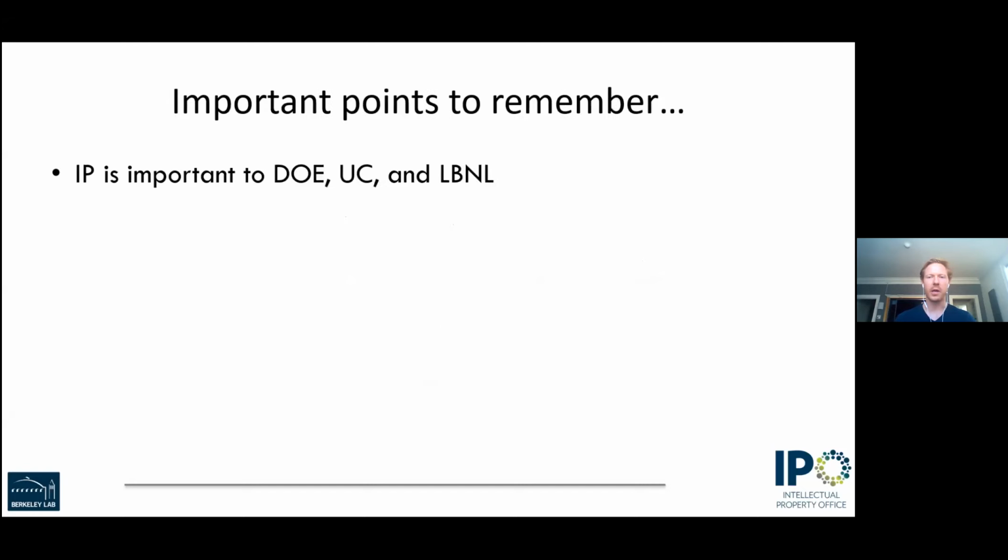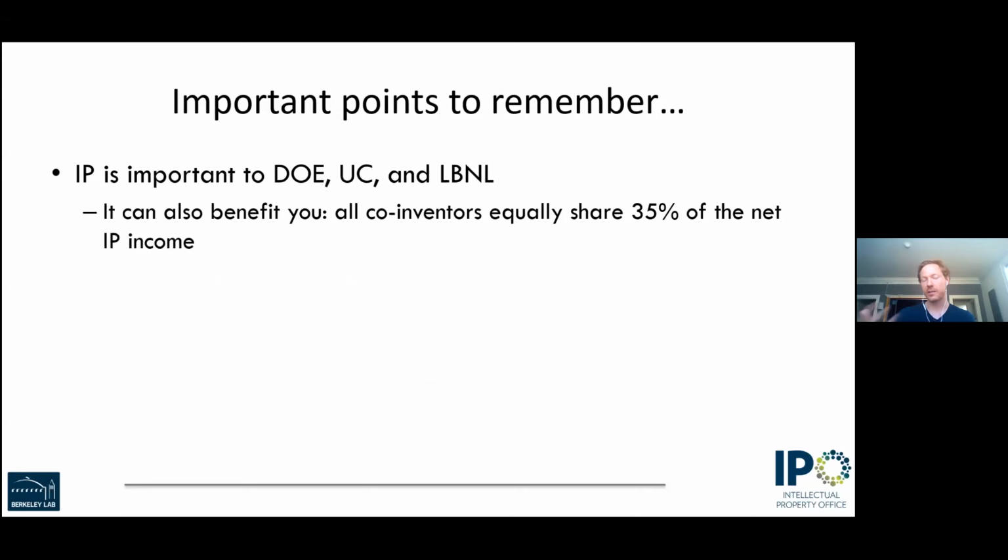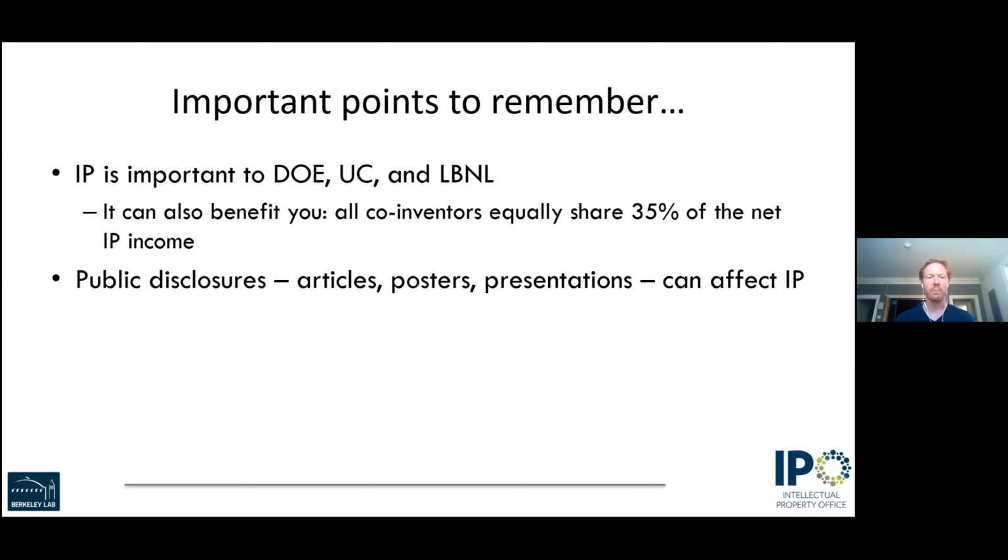Just a couple of important points to remember is that IP and tech transfer are really important to DOE and UC and Berkeley Lab. And it's also potentially important to you because there is a personal benefit in that all co-inventors of a given technology equally share in 35% of the net IP income.